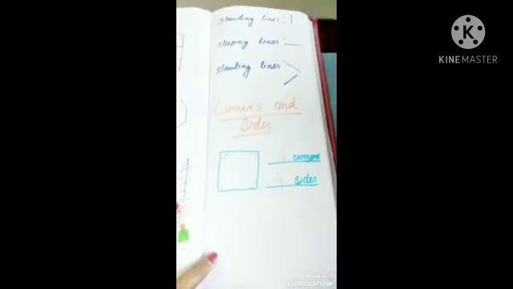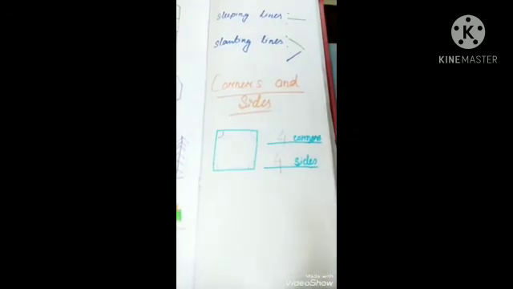Okay, now let's learn about corners and sides. This is very important, students. First of all I'm giving you the concept, and after that we will solve. There are some activities given in your book. If you learn and understand this, it will be easier for you to solve. Okay, so here you can see I have drawn one square, right? Here we have to write how many corners and sides this square has.